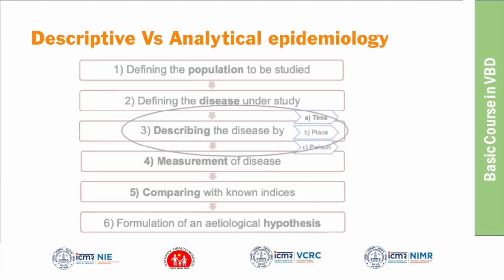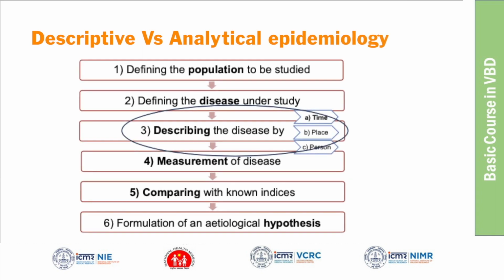Let me tell you the steps in describing, that is the procedures of describing a disease or health status. The first point is we have to define the population to be studied. Number two is we have to define the disease under study. Whatever the disease or any health status you are interested in, you have to define that before you start the study. And the third point is describing the disease by time, place, and person. So this is the part we are going to deal with in detail.